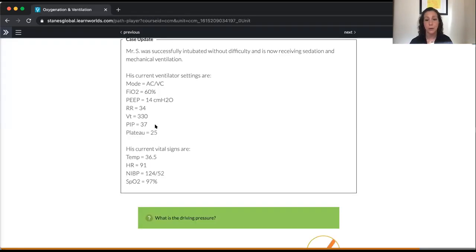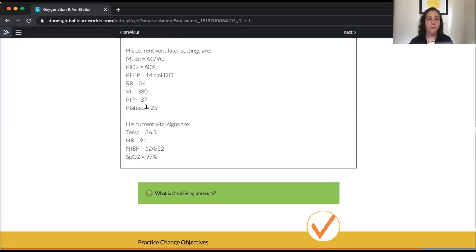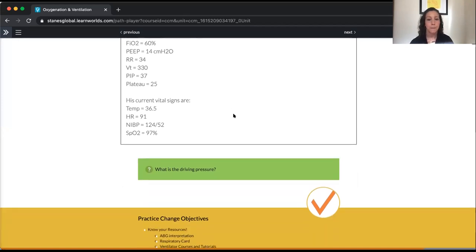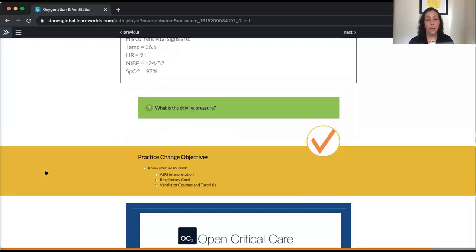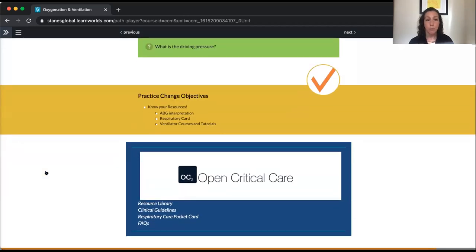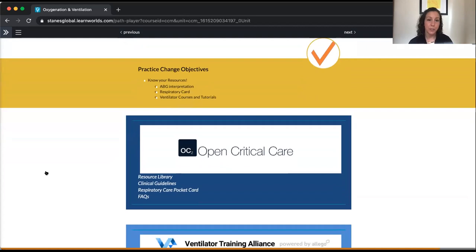So you guys are doing calculations, which is great. So if his plateau pressure is 25 and his PEEP is 14, 25 minus 14 is actually the driving pressure, okay? So if you have a plateau pressure, that's more accurate than using the peak inspiratory pressure. Okay, so let's move on. So his is well below 15, it's 11, which is good, okay?